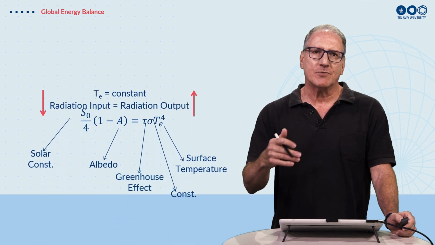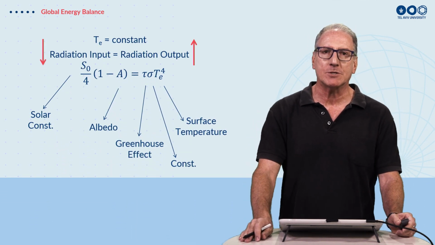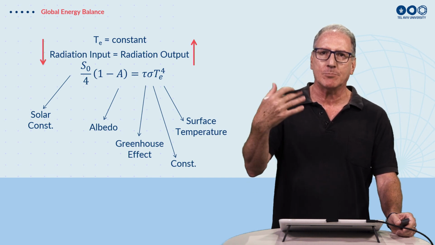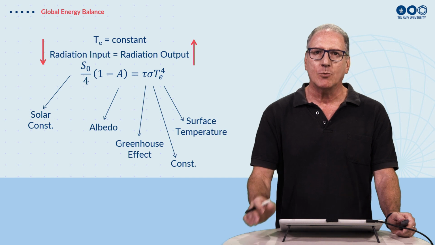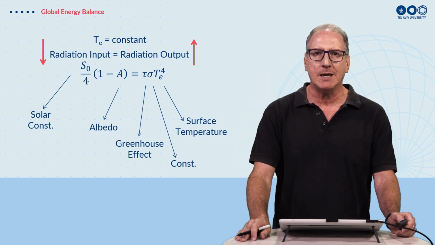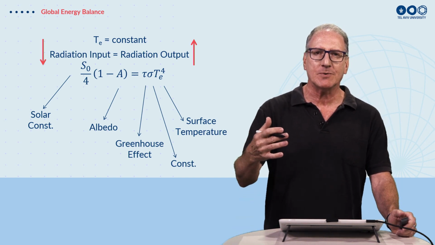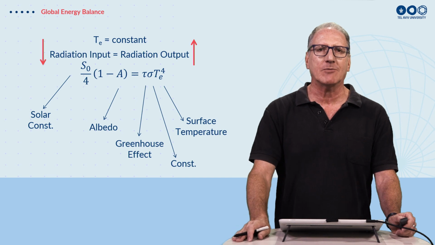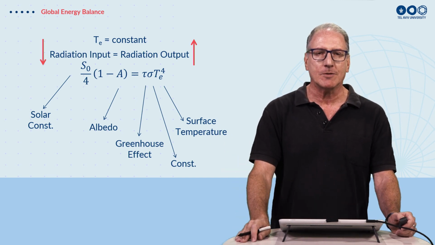So we've introduced this very simple model of calculating the Earth's temperature based on the input of radiation and the output of radiation, where we have the solar constant, S0, we have the albedo of the planet, how much is reflected back to space, big A. We have this tau, which is the greenhouse effect, the effect of the atmosphere. We have a constant, which is the Stefan-Boltzmann constant, and the temperature of the surface of the Earth.